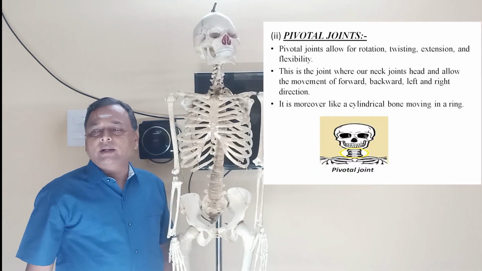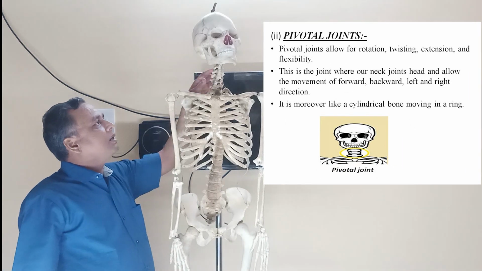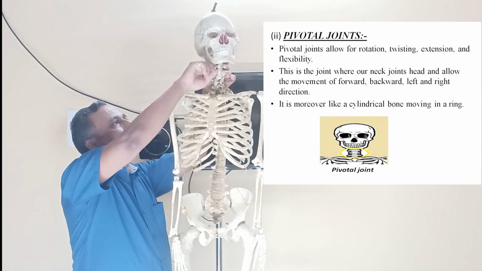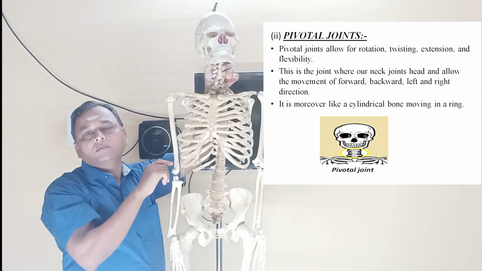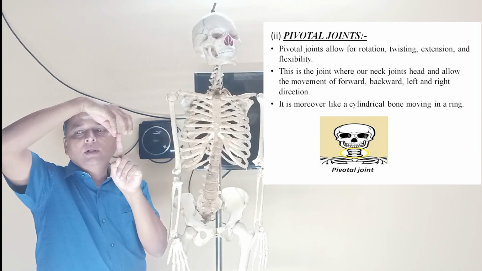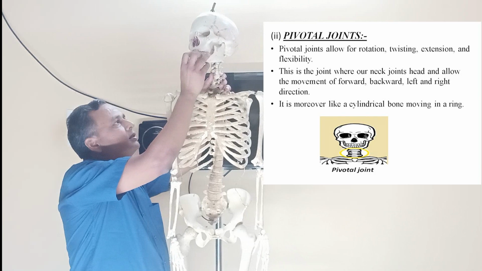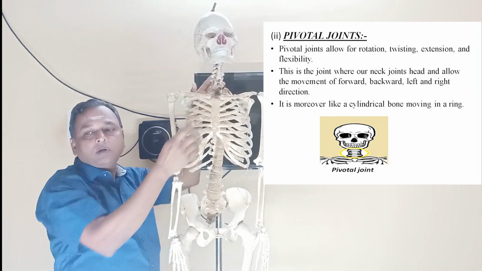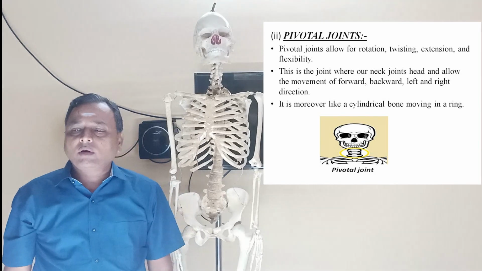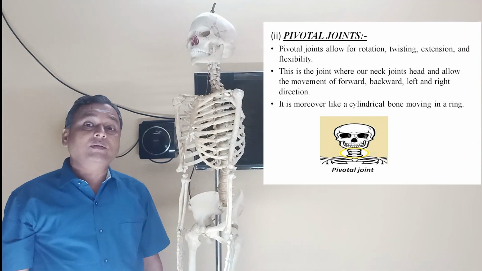And the second one is the pivotal joint. In this case, the head attaches to the upper part of the vertebral column, where the head rotates on a single bone. That's a pivotal joint. So this part, rotation. This is a pivotal joint. So here what is happening? The rotation, twisting, extension and flexibility will be seen.